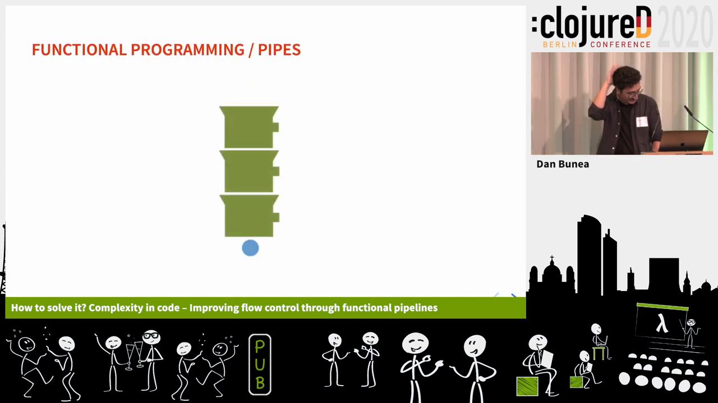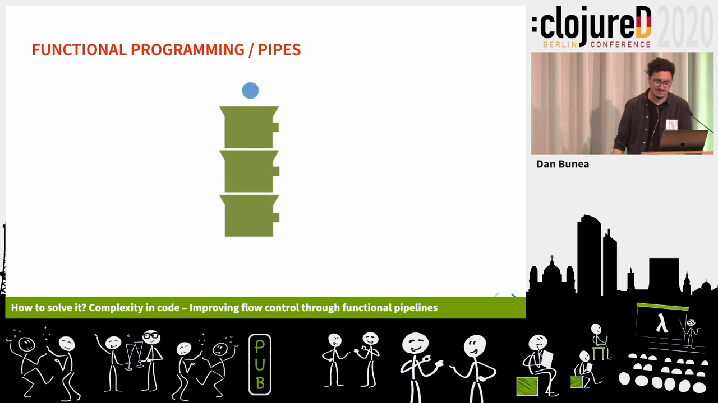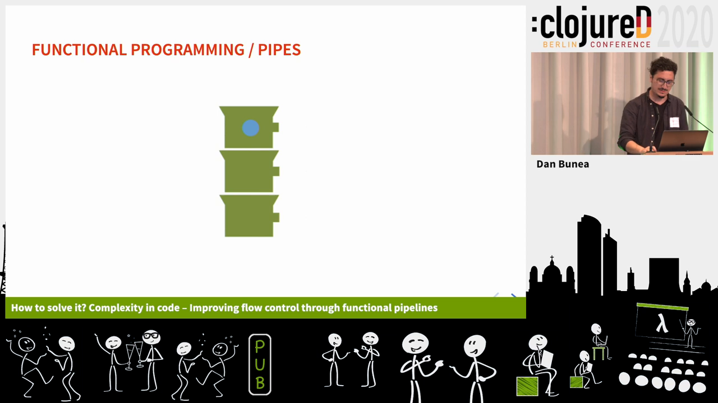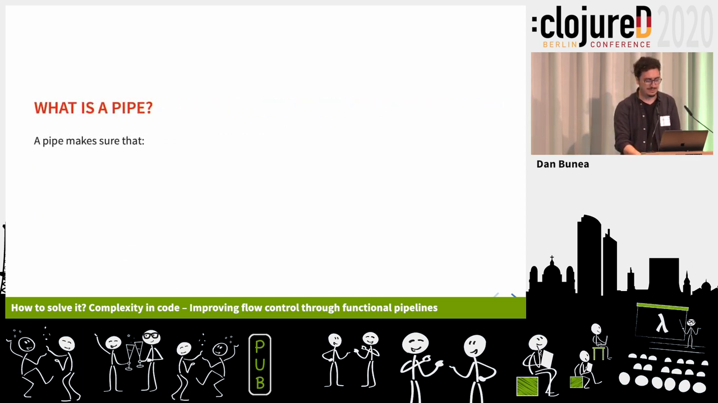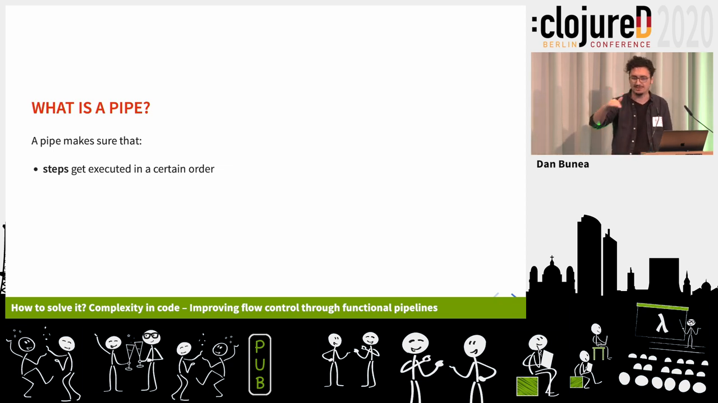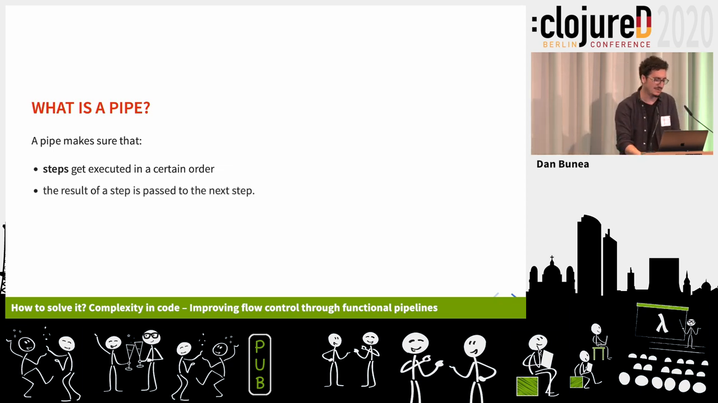So in functional programming, we have this concept of pipes. Not only in functional programming, but functional programmers want to get some data and then pipe it through something and then get a final value at the end. And that sounds really nice, but this is actually the happy path. And then I said, look, a pipe makes sure that steps get executed in a certain order, and the result of a step is passed to the next one.